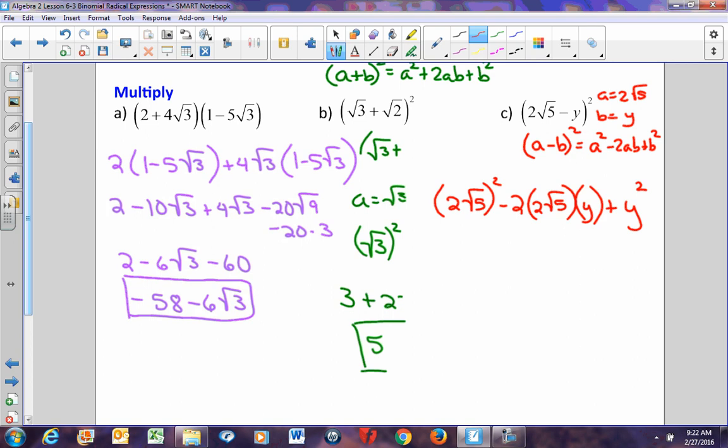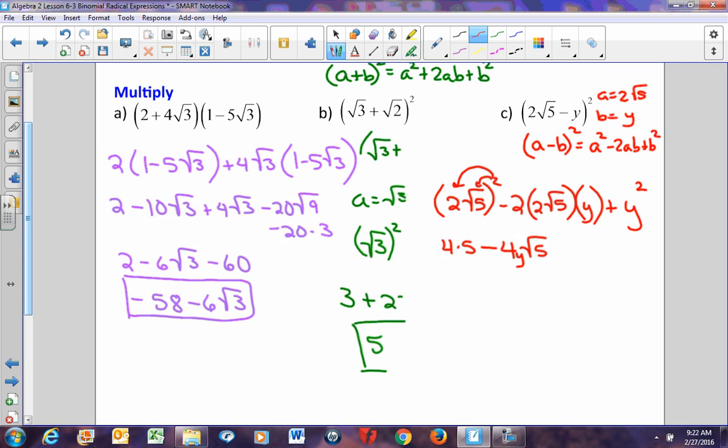Now, the 2 square roots of 5 quantity squared, I have to distribute the square root. So 2 squared is 4, the square root of 5 squared is just 5, so it's 4 times 5, minus 2 times 2 is 4 square roots of 5, but I have that y, which I'm going to put in front of the square root symbol. Because if you put it behind, it sometimes looks like it's underneath the radical, which it is not.